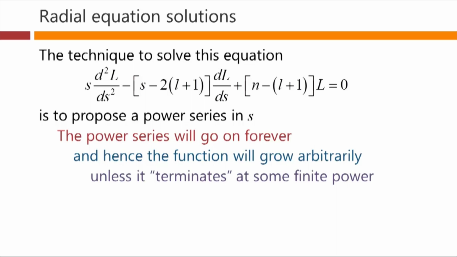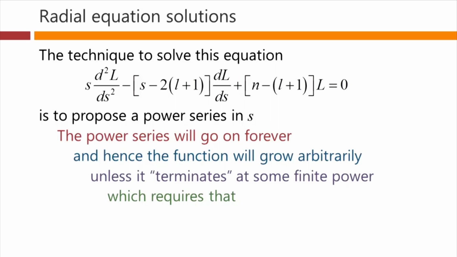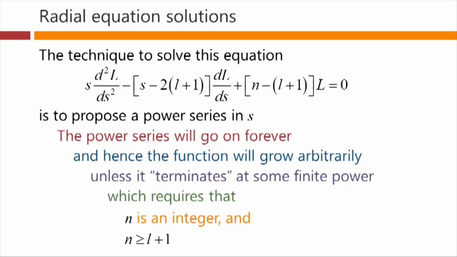So there are criteria we come up with when we construct this power series solution for this equation, so that the power series will terminate at some finite power of s. That in turn requires that n is an integer and also that it's greater than or equal to L plus 1. This is relatively straightforward to work out, but it takes a bunch of algebra. If you propose a power series for s, put it in here, and you want that power series to stop at some point, then you will need n to be an integer, and it will need to be greater than L plus 1.